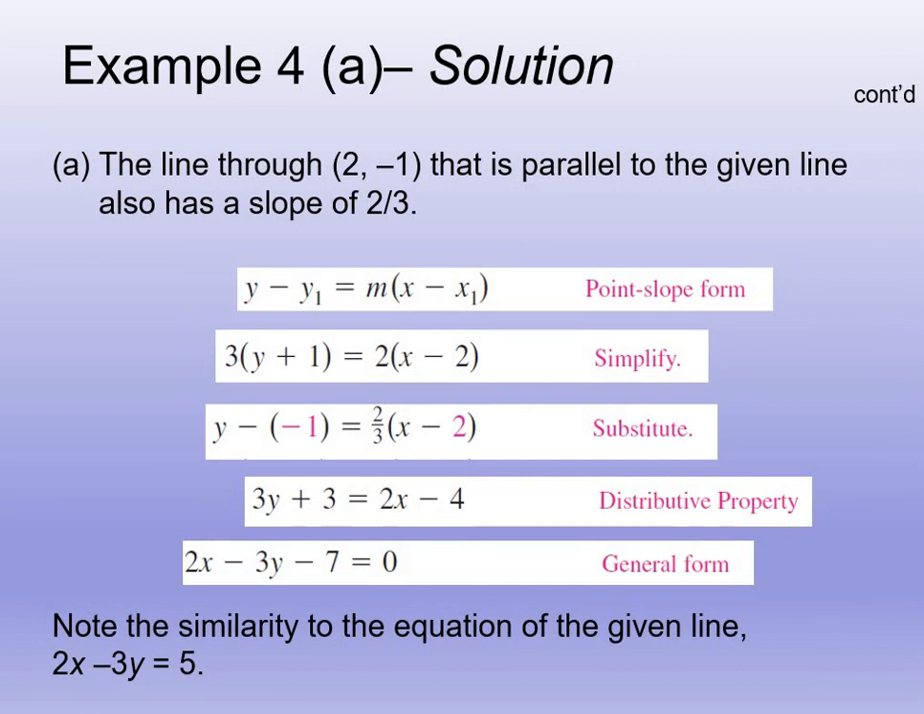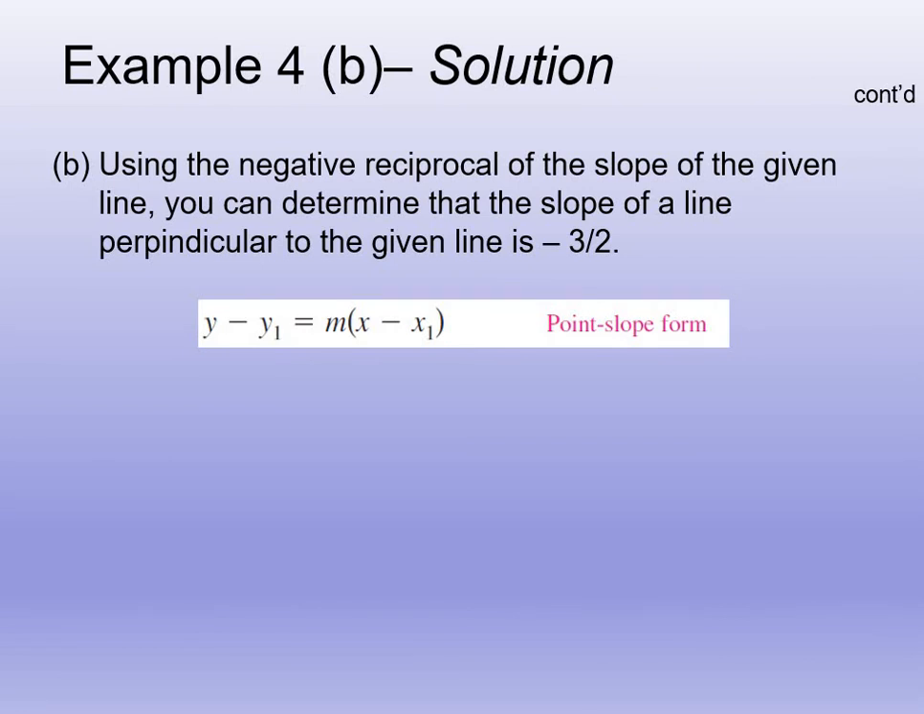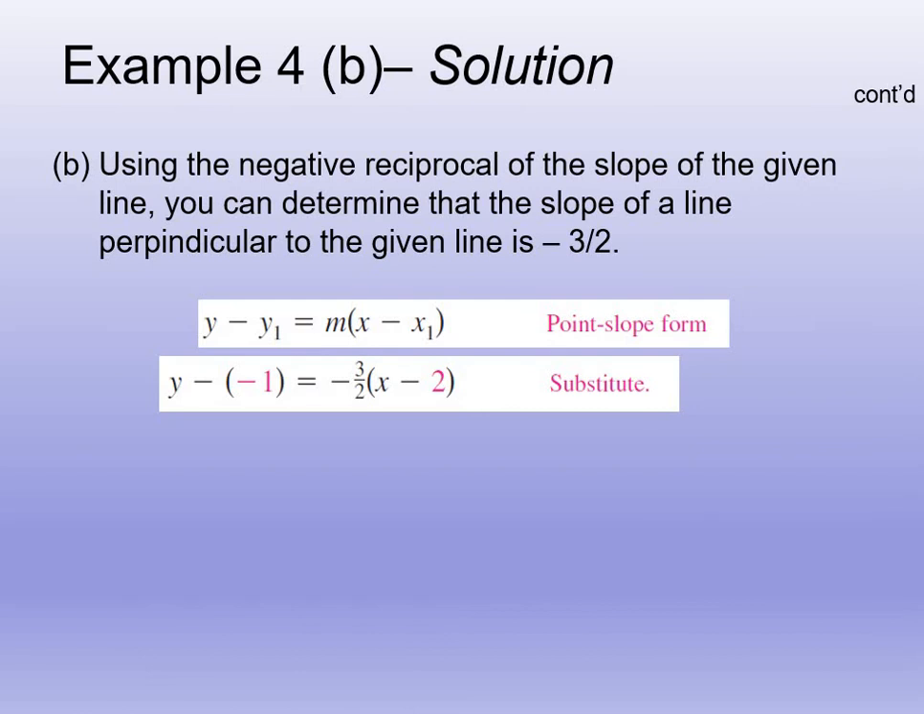So if we want to find the perpendicular slope, and remember the original slope is 2/3, we have to take the opposite reciprocal, so that 2/3 becomes -3/2. So that's how we're going to find the perpendicular slope. We're running through the same point, (2, -1). We're still using point slope.